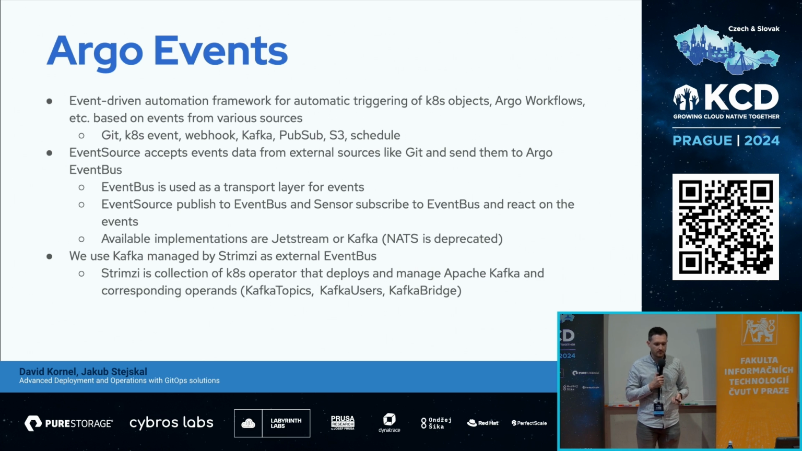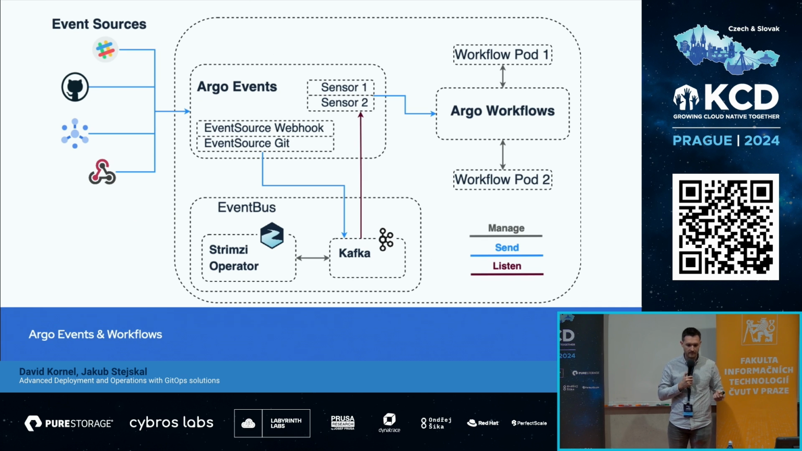As an event bus, we use Kafka, more specifically Kafka managed by Strimzi. Next to it, we also have an instance of the Strimzi operator that manages our Kafka instance for these purposes. This is basically our architecture of Argo Events and Argo Workflows.